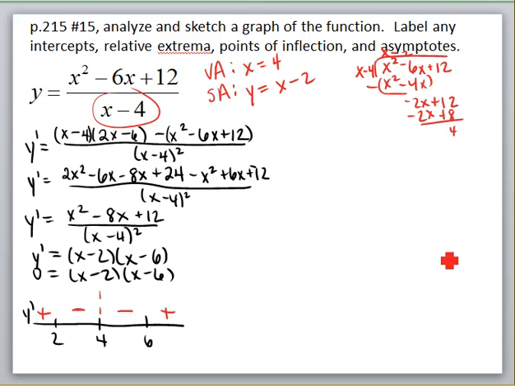Since I'm kind of going all over the place with this problem, I'm going to go ahead and put some of these things in here. I have a slant asymptote at x minus 2. So that means it has a y-intercept here, and that goes up 1 over 1, up 1 over 1, up 1 over 1. So there's my slant asymptote. My vertical asymptote is over here at 4, right here.